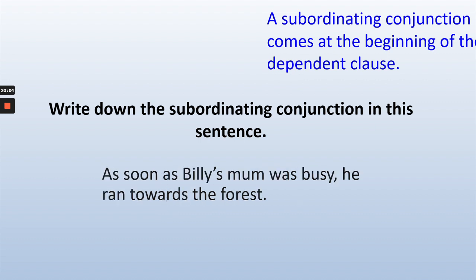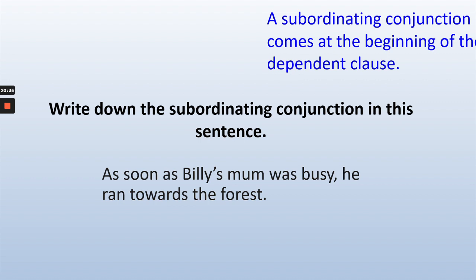Write down the subordinating conjunction in this sentence. As soon as Billy's mum was busy, he ran towards the forest. I'm trying to trick you with this one, so read it carefully. Find the dependent clause that doesn't make sense by itself, and then find the subordinating conjunction. Write it down, press pause while you do that, and then press play when you're ready to check your answer.